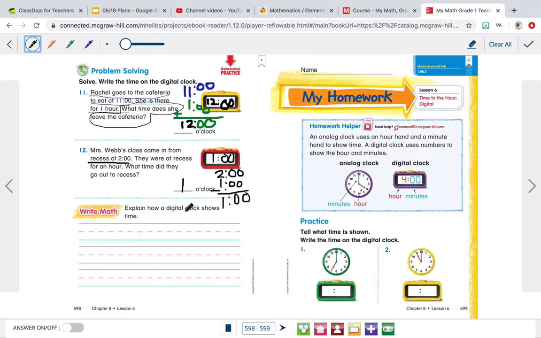Explain how a digital clock shows the time. So tell me, what does the number on the right say, and what does the number on the left say? So does this side say the minute or the hour, and does this side say the minute or the hour? So tell me, how do you read a digital clock? Okay, friends?